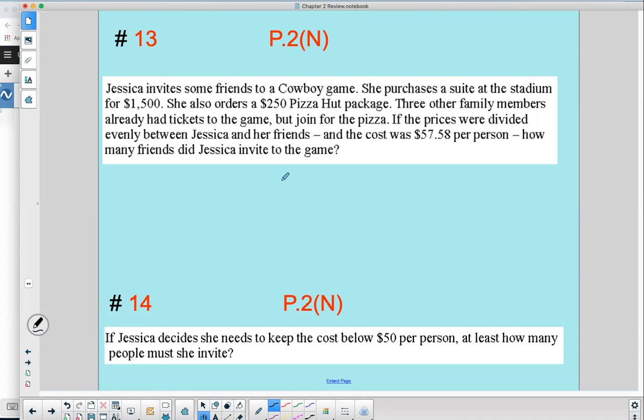If the prices were divided evenly between Jessica and her friends, and the cost was $57.58 per person, how many friends did Jessica invite to the game?